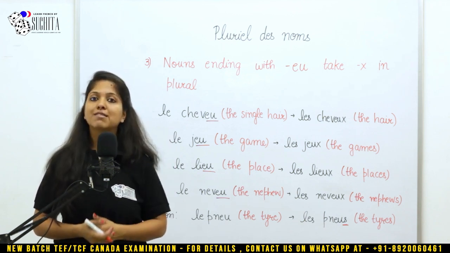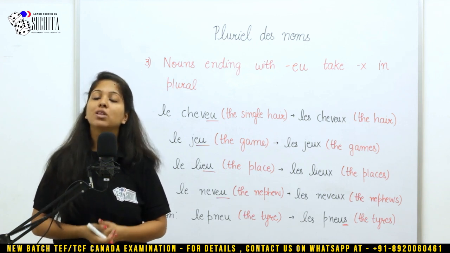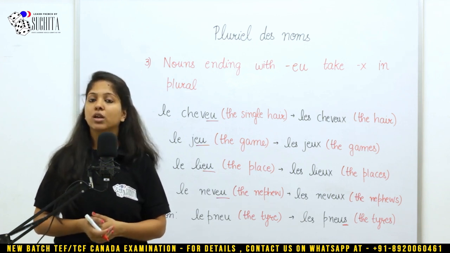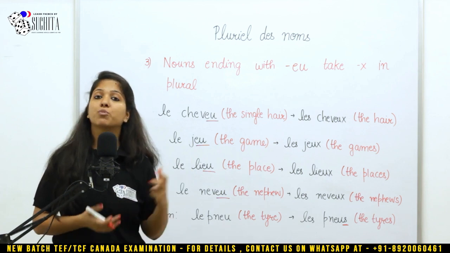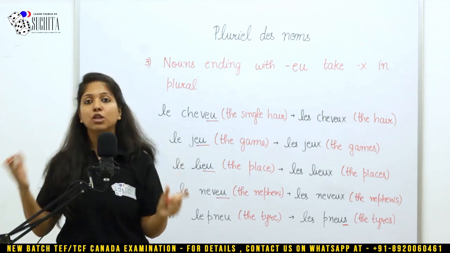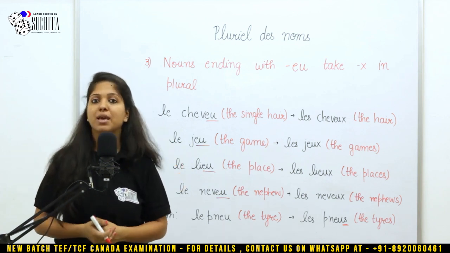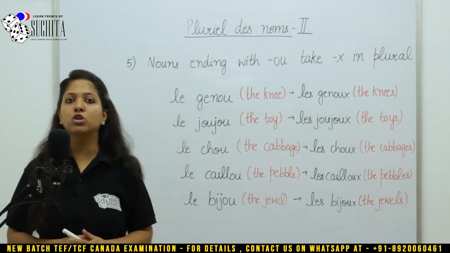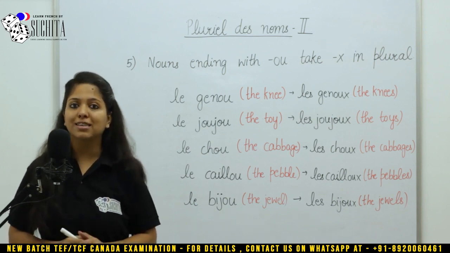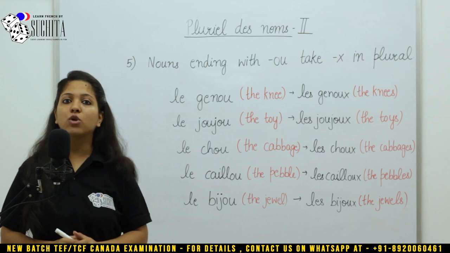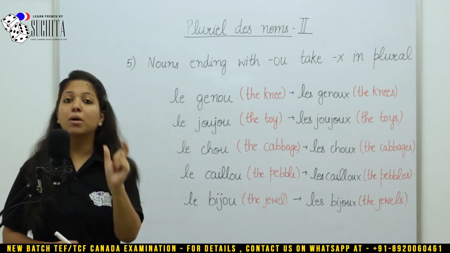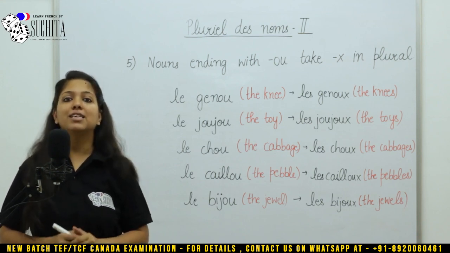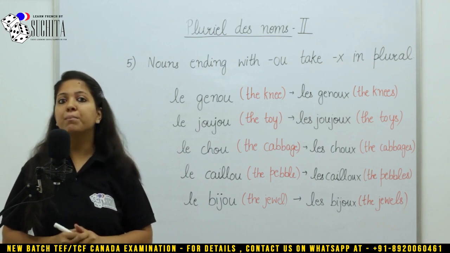And the fourth rule is nouns ending with EU, they also take X in the plural. But in all the four cases, the pronunciation of the singular word and the plural word will remain the same. So let's continue with the fifth rule to make the plural of nouns, and that is nouns which end with OU at the end, the combination OU at the end, they take X in order to make them plural.